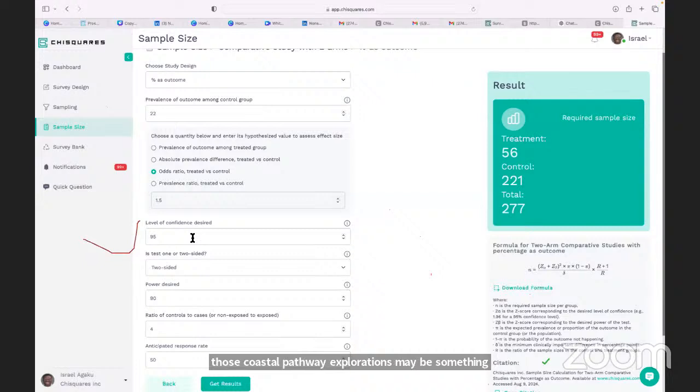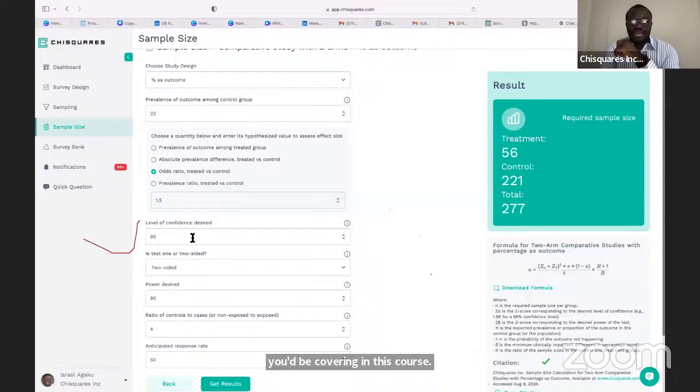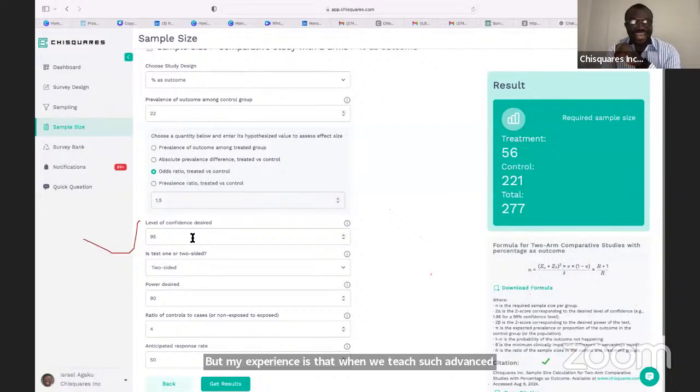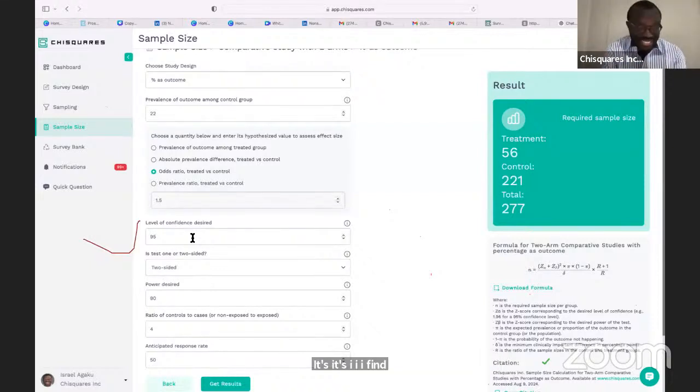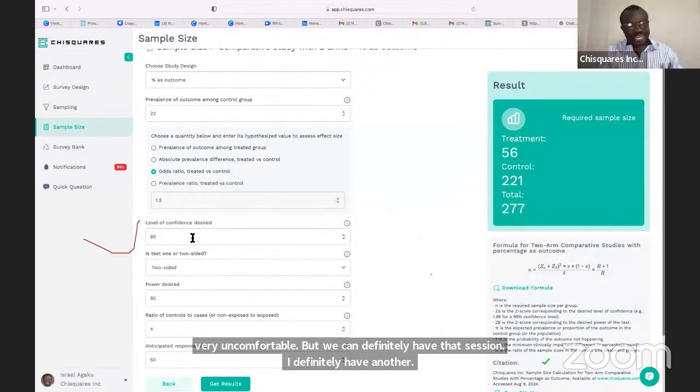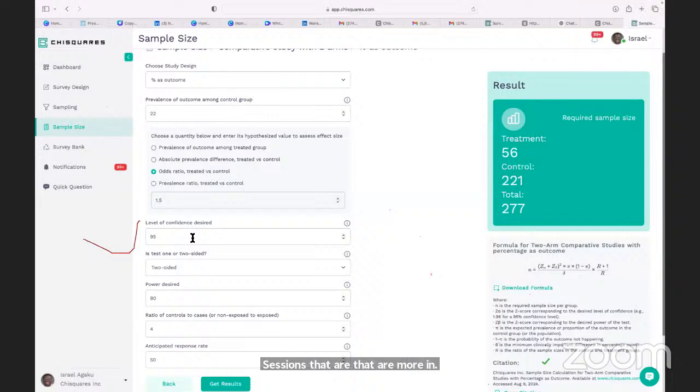Yeah, we've taught courses on causal inference, and we can have another course, but my experience is that when we teach such advanced stuff, I feel that the audience is very uncomfortable, but we can definitely have that session. We can definitely have another more methodological session that is more in-depth and looks at some of the more complex issues in epi. So yeah, definitely that's something we could have.